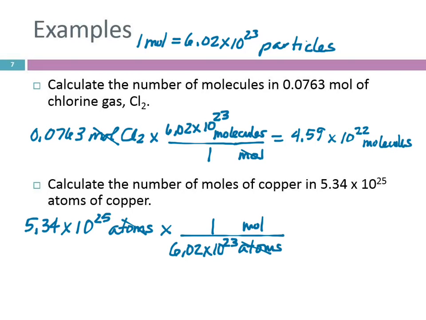So I've got 5.34. Yeah, I put my iPad down on it. That was lovely. Okay, we're back? Good. I'll have to avoid doing that again. 5.34 EE 25 divided by 6.02 EE 23 equals, and this comes out to be 88.7 moles of copper. I should have put a box around this one too.